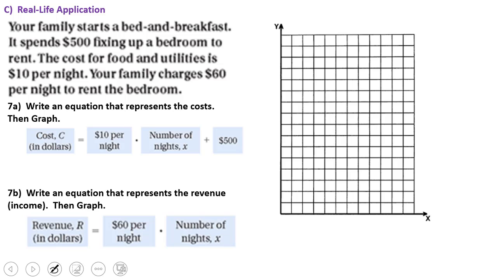So example 7a says write an equation that represents the cost, and then write an equation that represents the revenue, that's the income, and then graph that. So if you recall in our very first video that you watched tonight, we made a table about the cost and the revenue, and we found where the break-even point was. And so we're basically going to be doing that now.